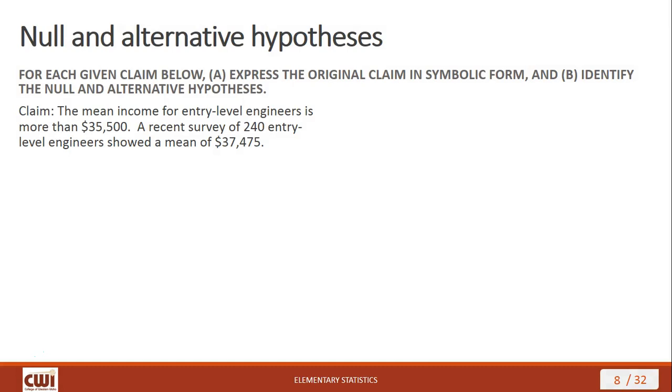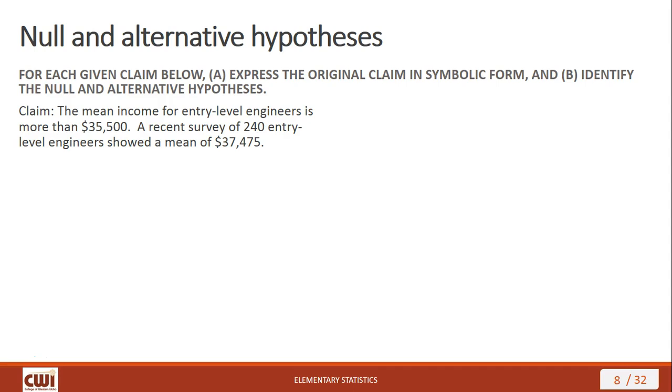Let's test what we've learned about null and alternative hypotheses. For each of the example claims that I'm going to show you, express the original claim in symbolic form, and then identify the null and alternative hypotheses. Let's look at an example. The claim is that the mean income for entry-level engineers is more than $35,500. A recent survey of 240 entry-level engineers showed a mean of $37,475. So first, what is the original claim in symbolic form?